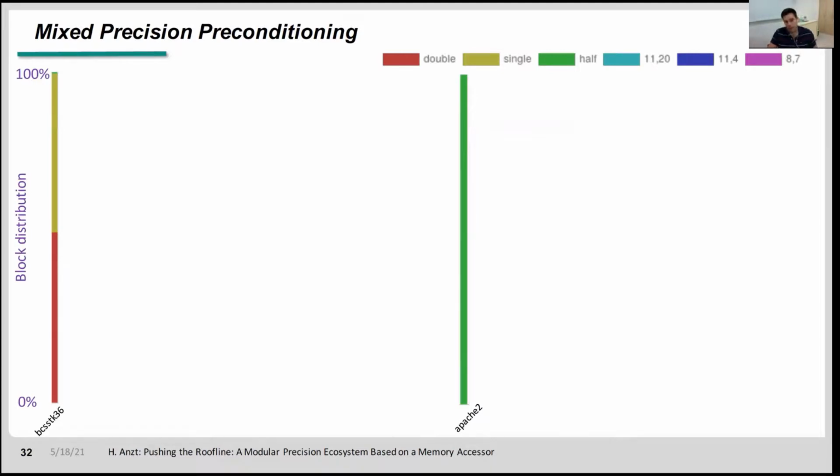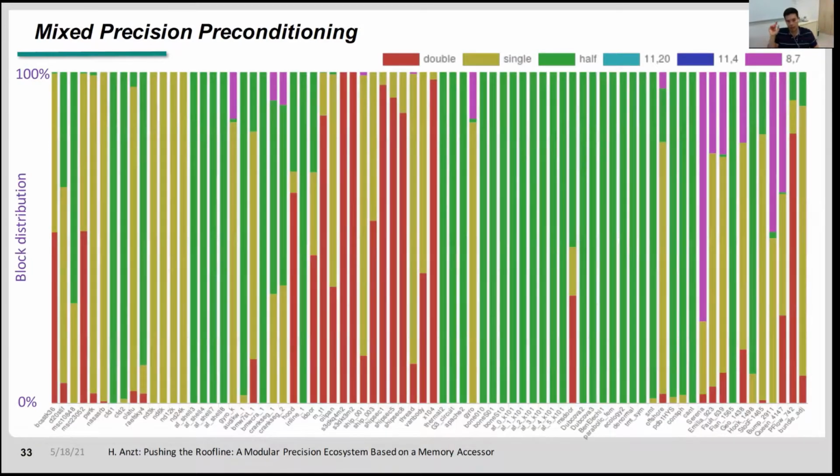And then for some other blocks, I can use single precision. And in the end, if I look at a big set of matrices, the picture is very mixed. So some matrices, you really need to use double precision. Some other matrices, you can store a significant portion of the block Jacobi blocks in lower precision.